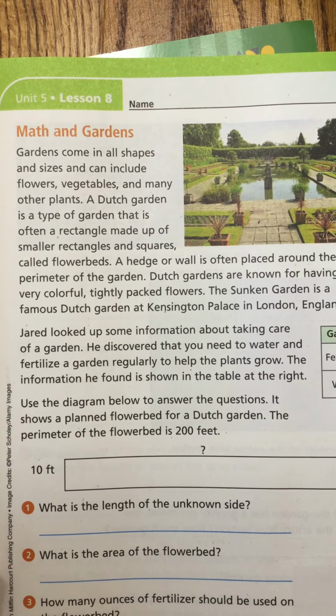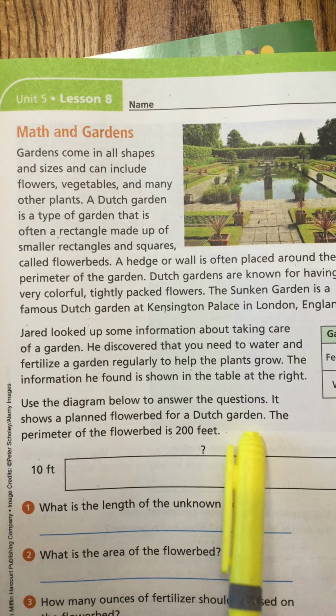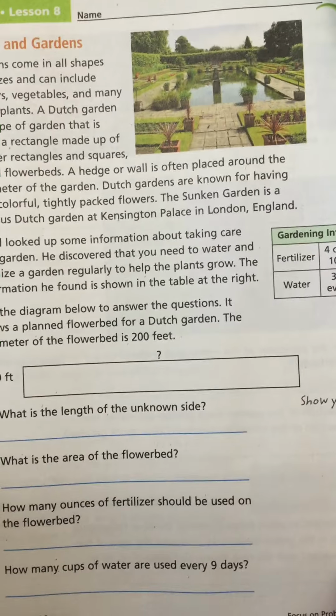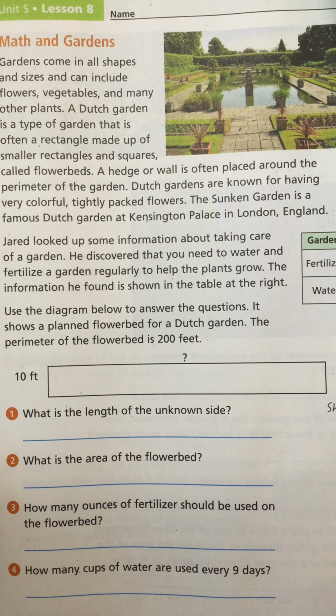Use the diagram below to answer the question. It shows a planned flower bed for a Dutch garden. The perimeter of the flower bed is 200 feet. So the first question is asking us, what is the length of the unknown side?